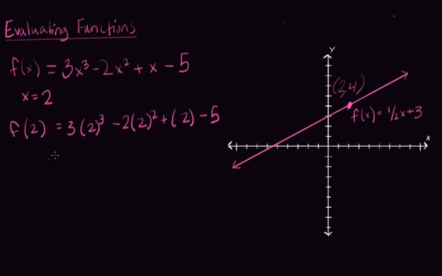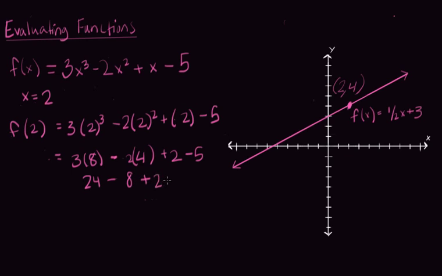All right, so 2 to the third is 8. So we have 3 times 8. Remember that we need to do exponents first. Do not multiply the 3 times the 2 first. You will get the wrong answer. You have to remember that order of operations. So 2 squared is 4. So we're going to have 2 times 4, plus 2 minus 5. So we have 24 minus 8 plus 2 minus 5.